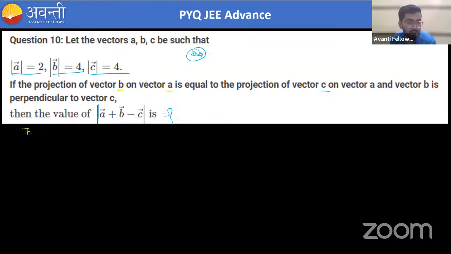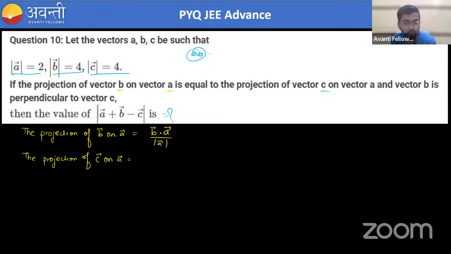First and foremost, you need to find out the projection of B bar on A bar. So this will be equals to B bar dot A bar upon mod of A bar, right? Similarly, the projection of C bar on A bar will be equals to C bar dot A bar upon mod of A bar, right?